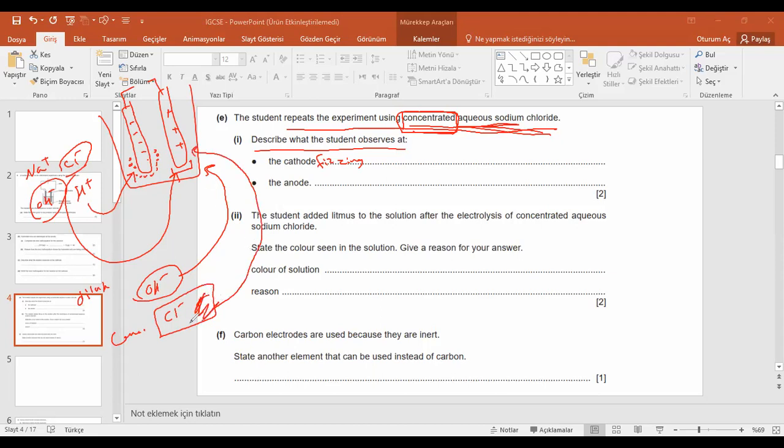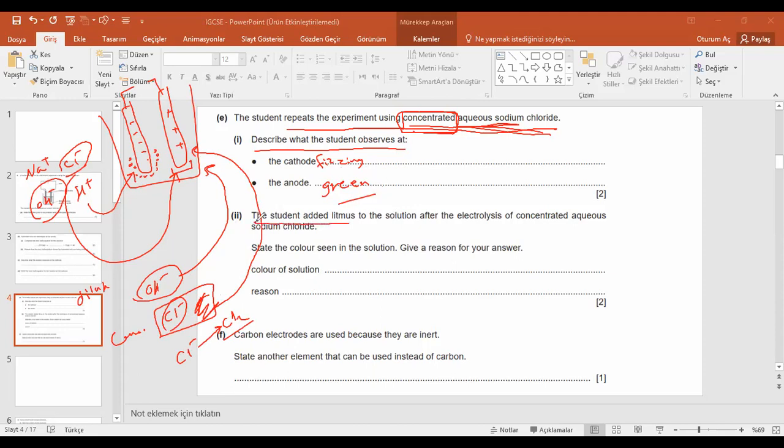So in this scenario, Cl minus is the one that will go to the anode, and Cl minus at the anode will become Cl2, oxidized to Cl2. And we know that this one is a green gas. Okay, so green gas will be liberated.